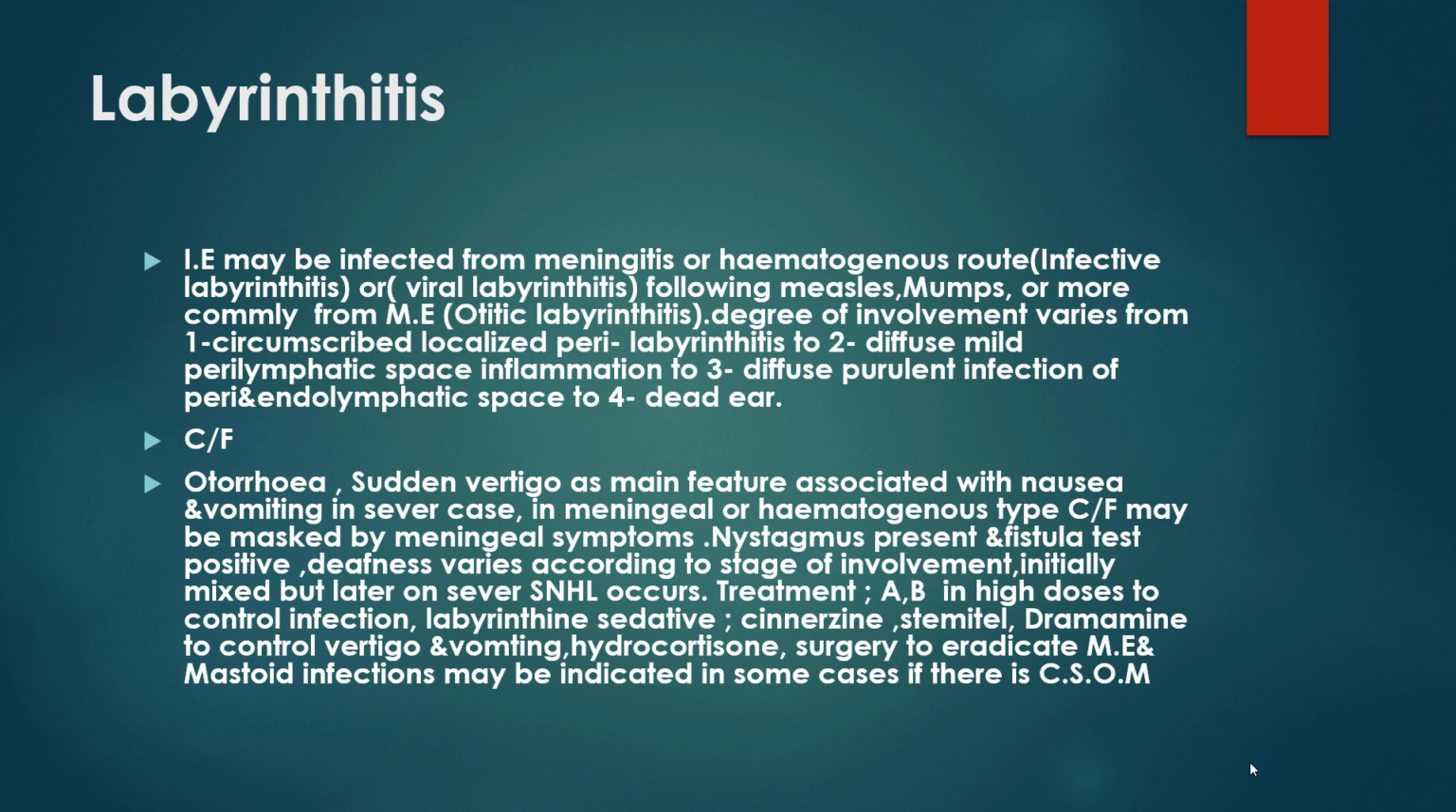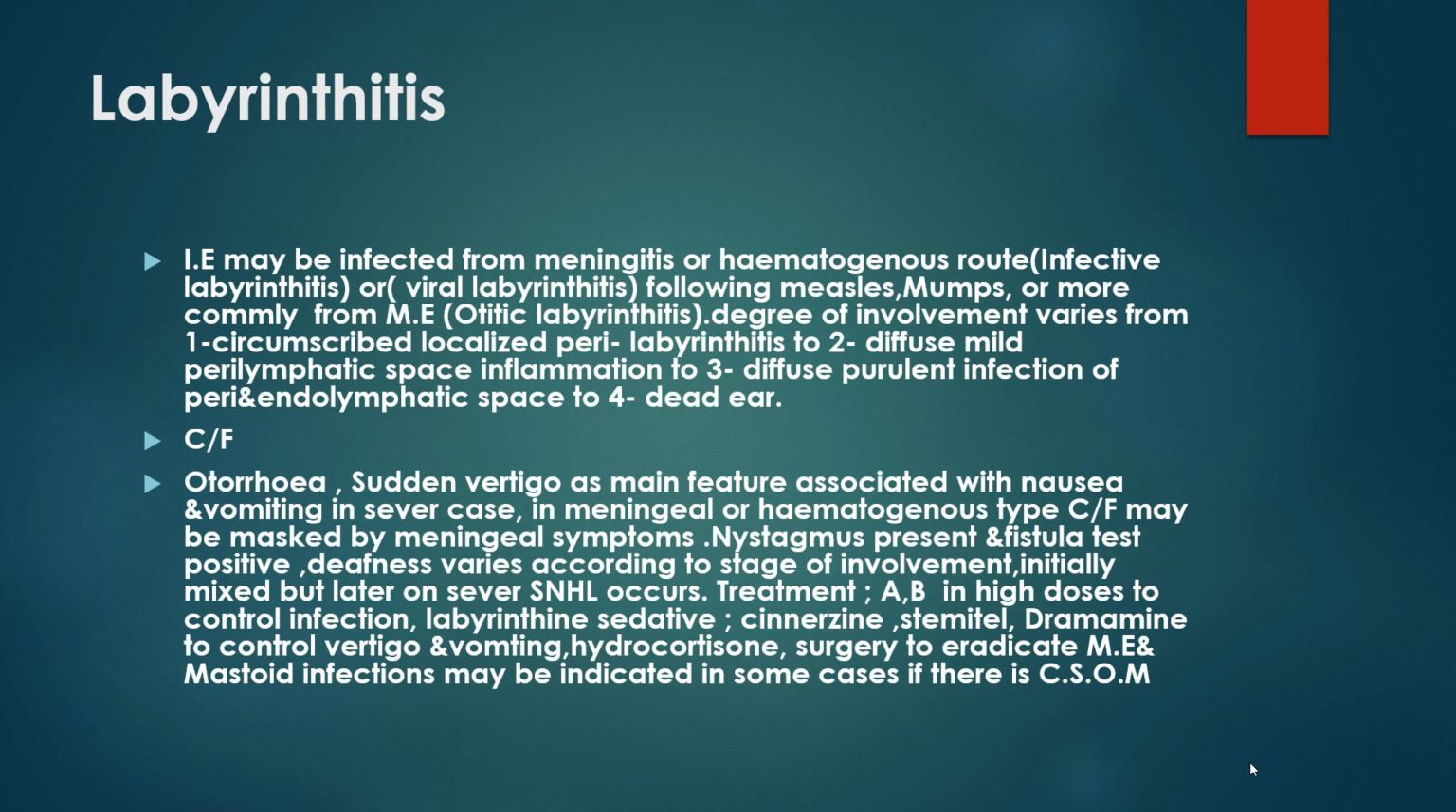Secondly, we get circumscribed localized perilabyrinthitis. Thirdly, we get diffuse mild perilymphatic space inflammation to diffuse purulent infection of the peri- and endolymphatic space. And the fourth stage, we get dead ear. So this is the fourth stage of labyrinthitis. We may get the disease at any stage of these four stages.